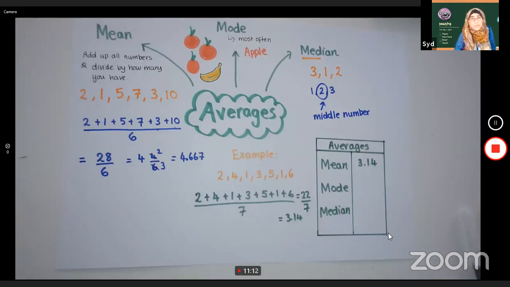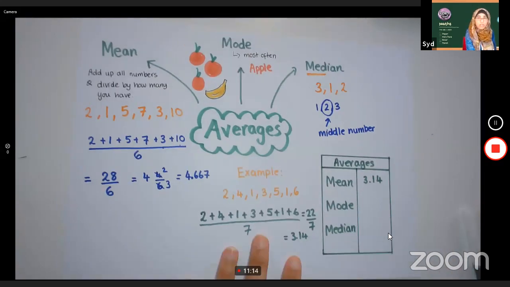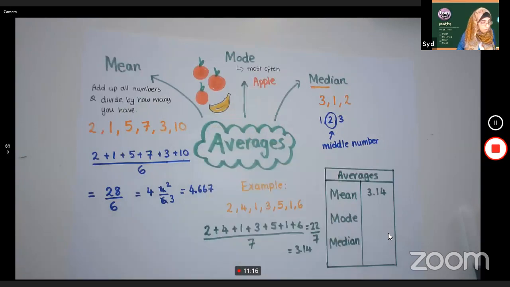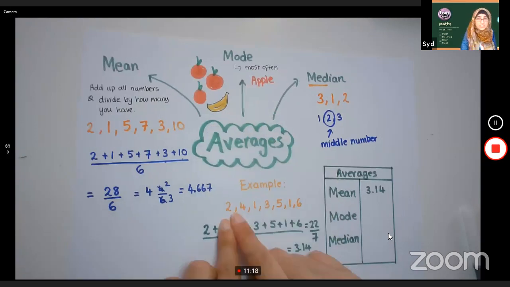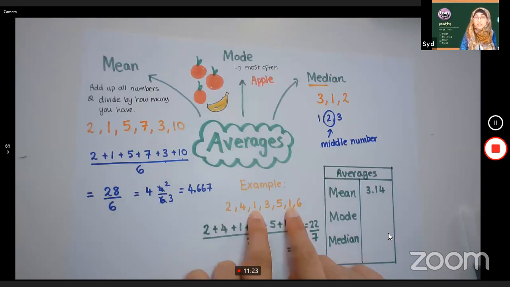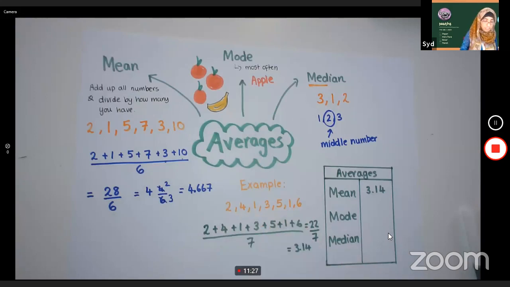Okay. Next, what we're going to do is to use mode. So the mode is the one that's most often. So if we look at these numbers, oh, 1 comes here 2 times. You have it here, you have it here. So the one that comes most often is the number 1.